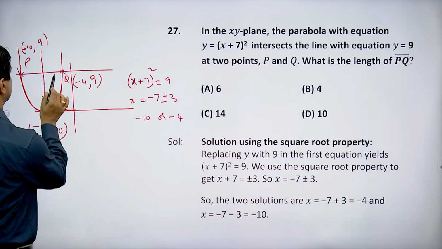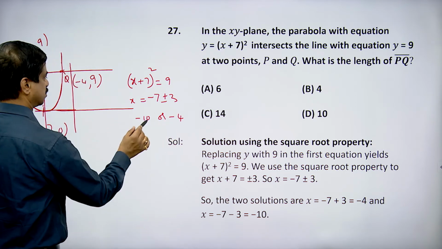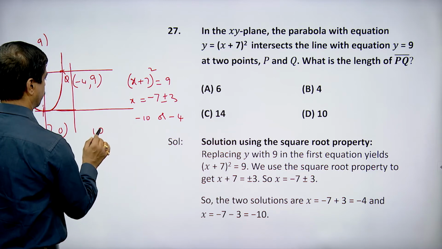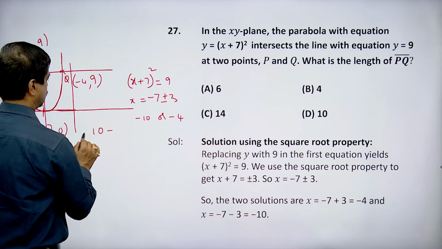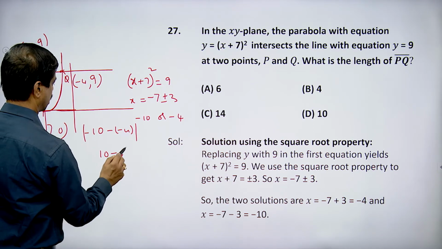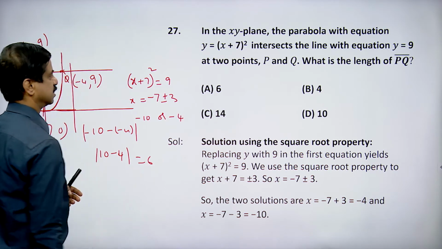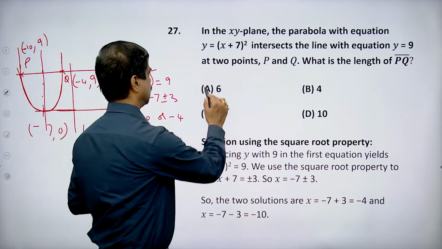What is the length of PQ now? x2 minus x1. So minus 4 minus of minus 10, or minus 10 minus of minus 4 with mod, or otherwise simply 10 minus 4. I can take either of the ways, it's all the same for me. So this is 6. So the option is A.